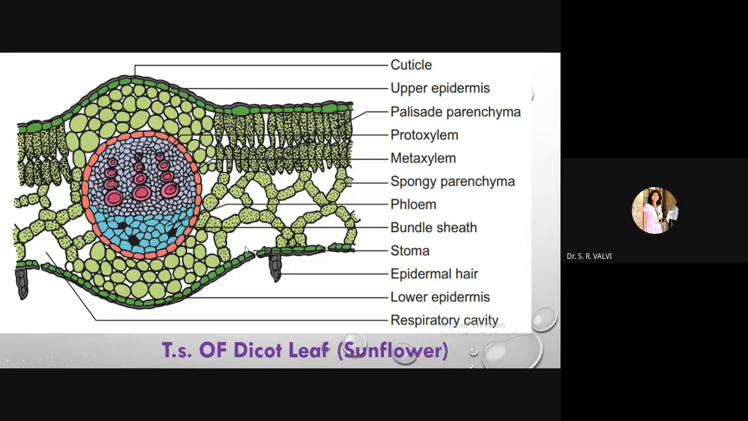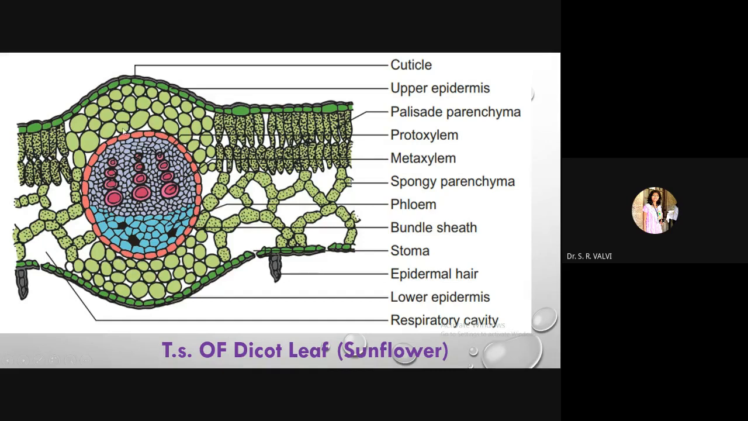They are again photosynthetic in function, as chloroplasts are present in them. They also help in the storage of food material. So likewise, palisade and spongy cells both help in photosynthesis. Now come towards this vascular bundle.